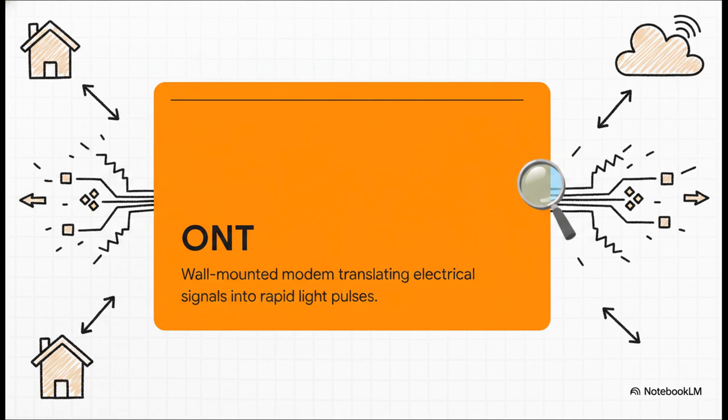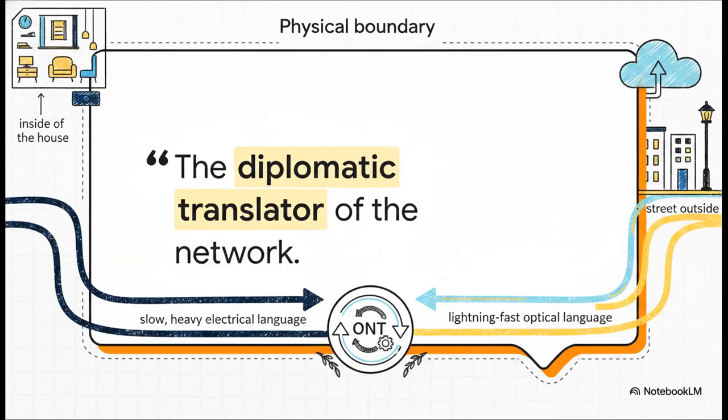Now, what's really interesting here is thinking of the ONT as the diplomatic translator of your network. Think about it. The inside of your house speaks one language, but the street outside speaks a completely different one. The ONT stands right at the border of your home. It takes that relatively slow, heavy electrical language of your indoor router cables, and it instantaneously translates it into the lightning-fast optical language of the outside world.